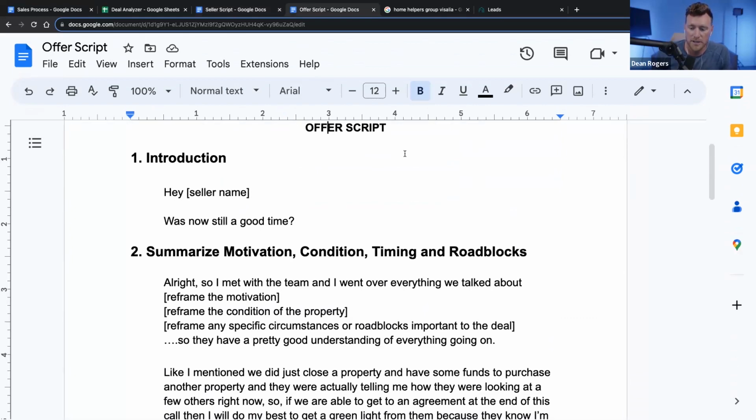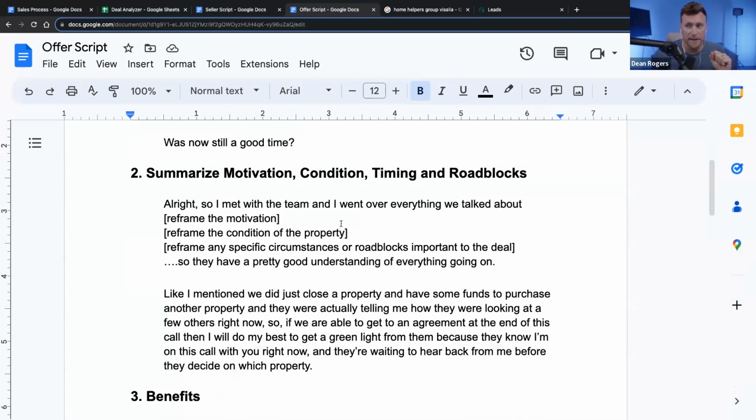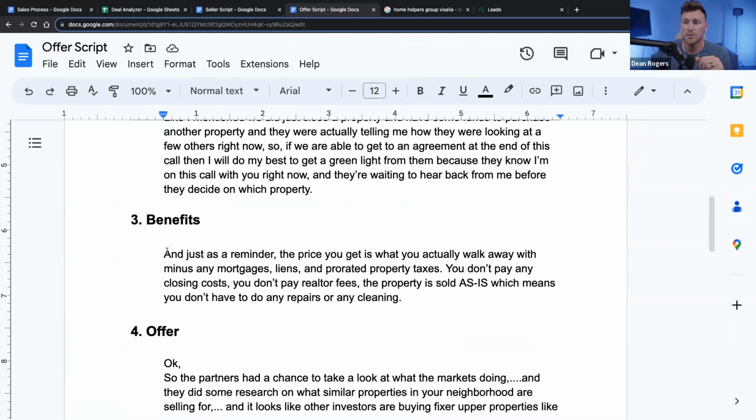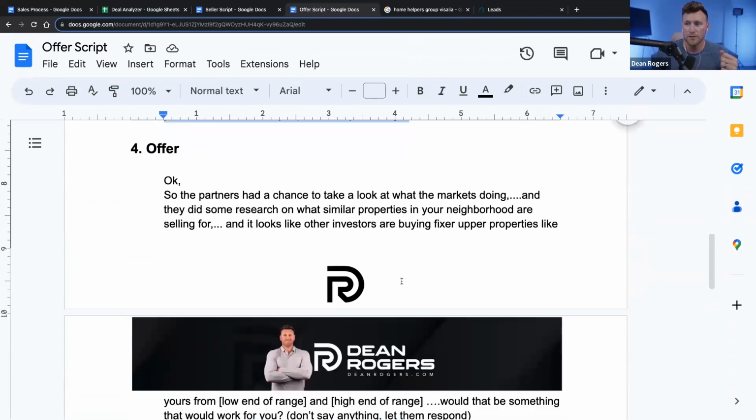The offer script, you need to make sure you recap everything again. Okay. This is now a second call. It could have been 30 minutes after your first one. It could have been an hour. It could have been later that day or a week, whenever you got back on the phone. You need to reset the expectations, summarize the motivation, what's going on. You need to talk about the benefits of working with you, even though they probably should know already. Just remind them. And then you go in for the offer.